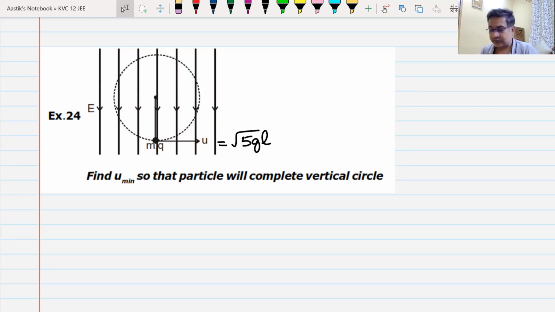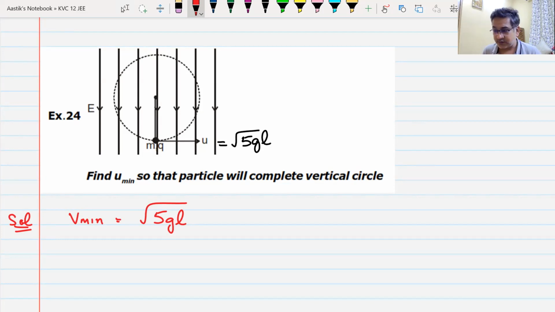What is the answer here? Sir, the answer here is V min is equal to root over 5 GL. Nothing else. Root over 5 GL, the answer still remains the same. But here G gets replaced. G gets replaced by what? Bhagwan Ram? No. Not Bhagwan Ram. Then whom?